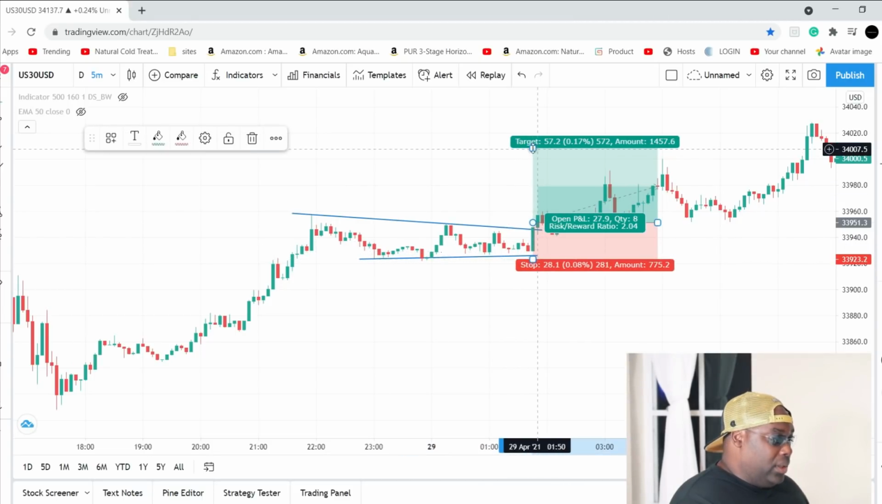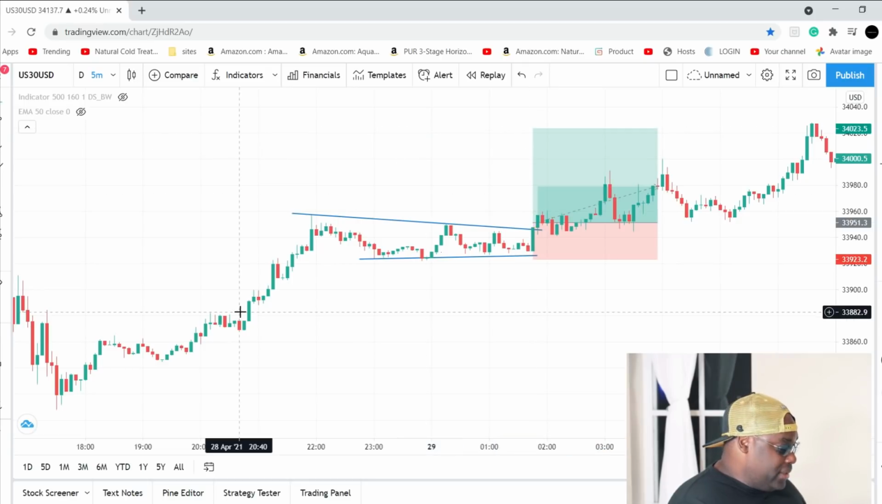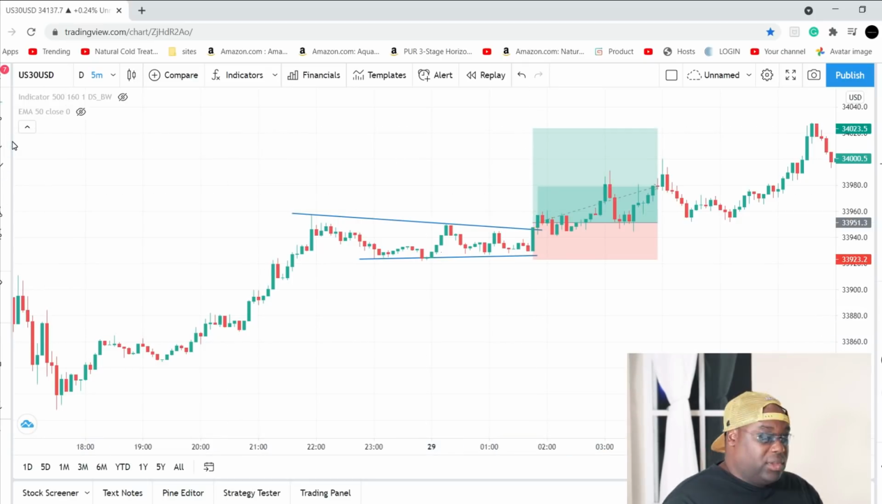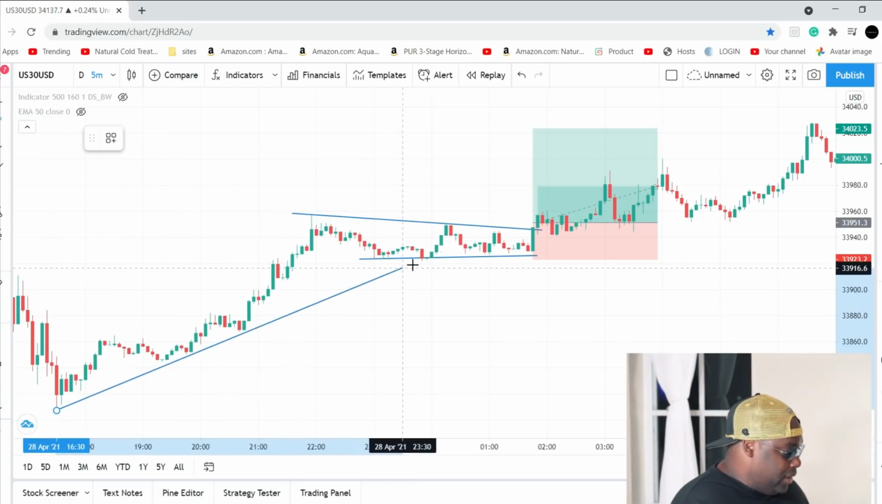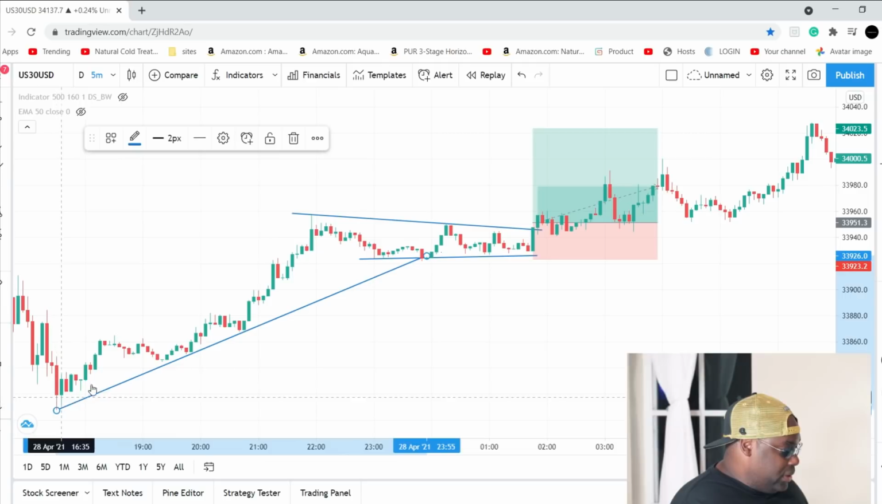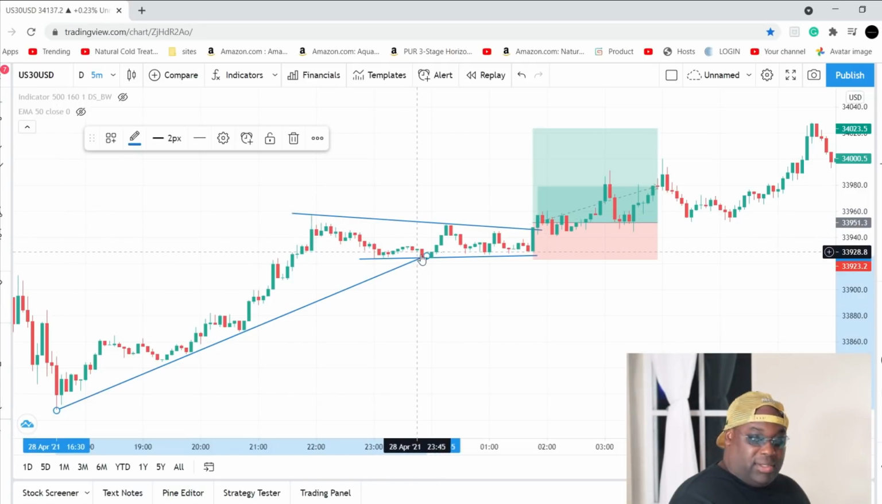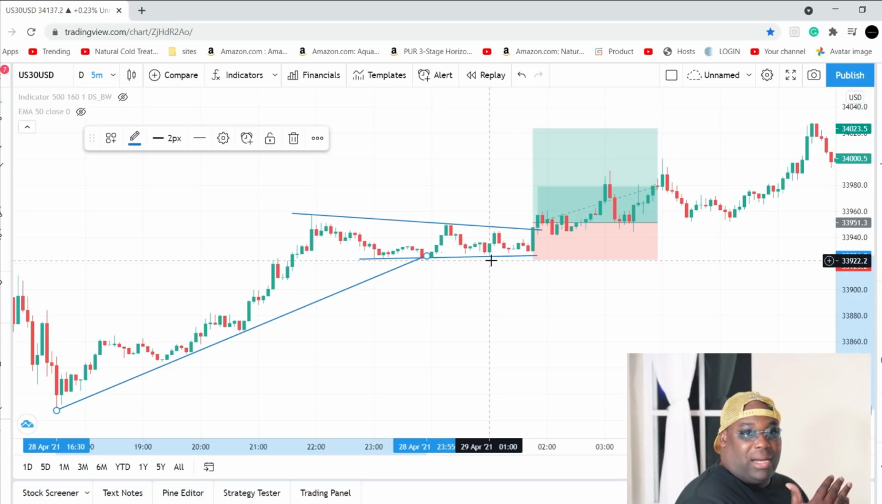Now, with this right here, what I see is extra confirmation. If you have extra confirmation, something that gives you another reason to get in the trade, always use that. So right here, guys, I see a trend line. We have a nice trend line lining up. You see how the market pulled back to that trend line, and then we were consolidating, right? And after that, we broke out of that consolidation.